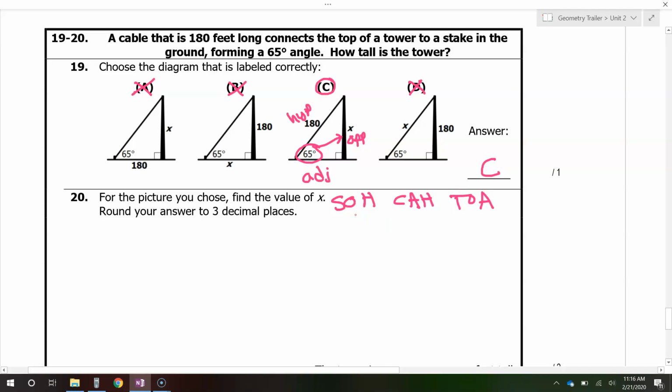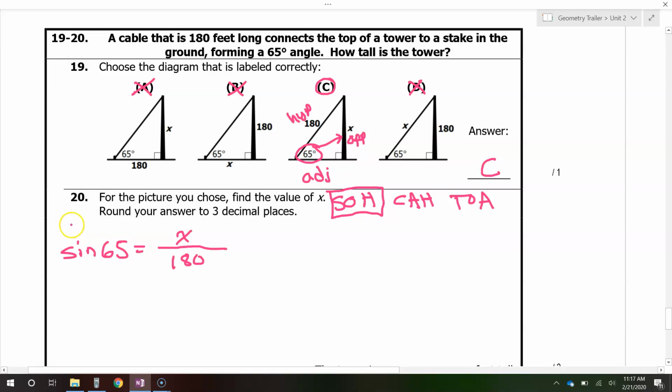All right, well, look at the sides. We have x and we have 180. That's opposite and hypotenuse. That sounds like the sine function. Sine is opposite over hypotenuse. So let's write sine of the angle we circled is equal to opposite over hypotenuse. That's x over 180.